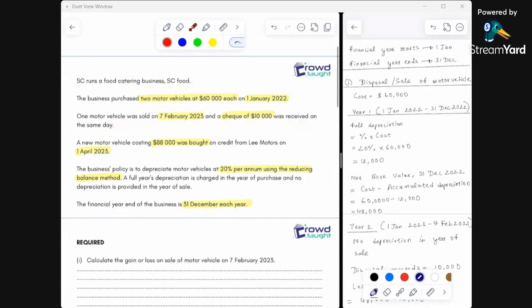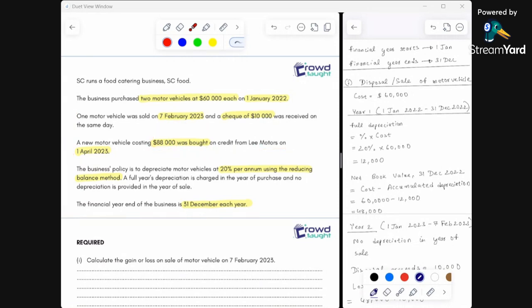A new motor vehicle costing $88,000 was bought on credit from Lee Motors on 1 April 2023. So in the year 2023, firstly, we have sold one motor vehicle on 7 February 2023 since its purchase date on 1 Jan 2022. And then we purchased a new motor vehicle costing $88,000 on 1 April 2023.